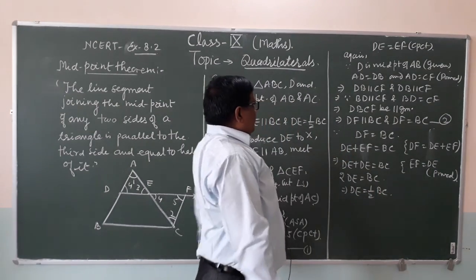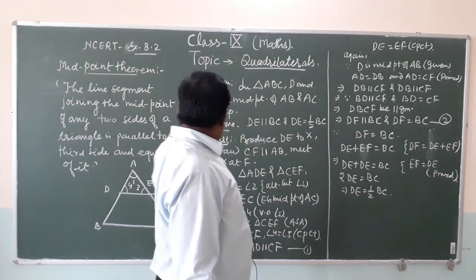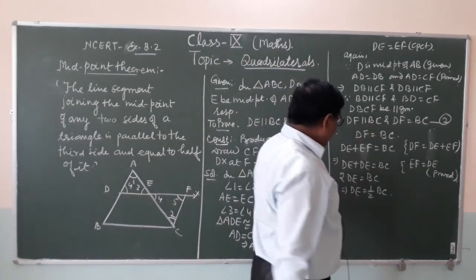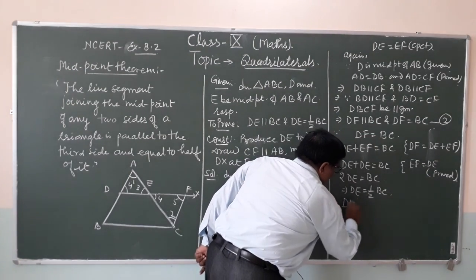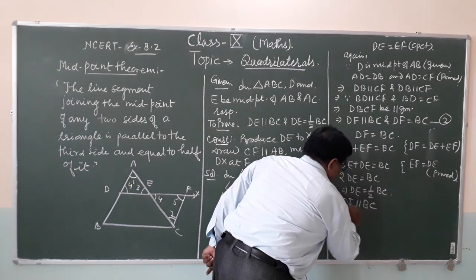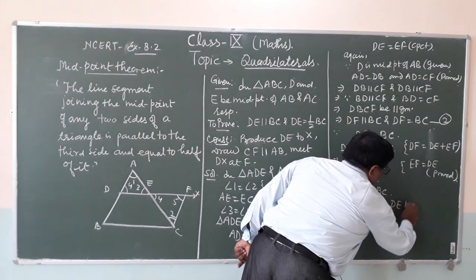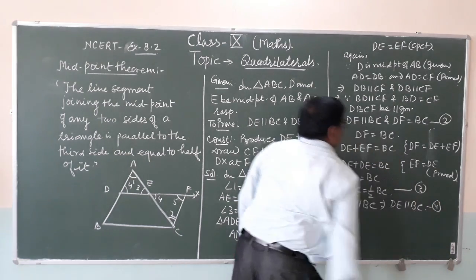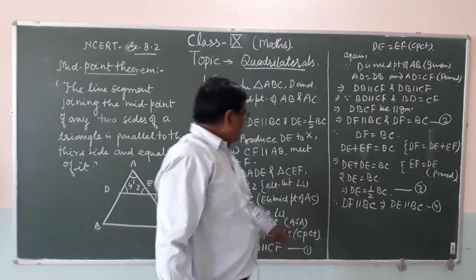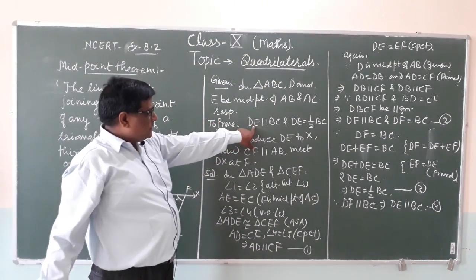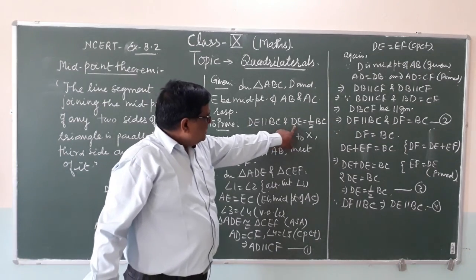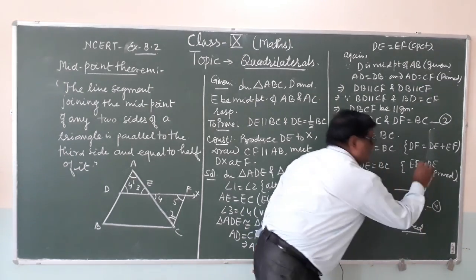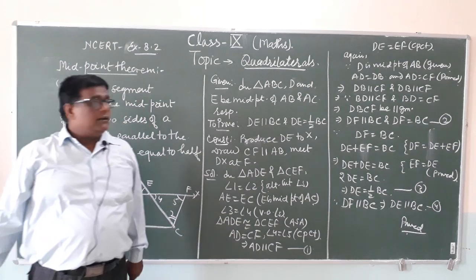Look here, DF is parallel to BC, and since DF is parallel to BC, this implies that DE is also parallel to BC. From these two, equations 3 and 4, this is the proof. What is our proof? DE is parallel to BC and DE is equal to 1 by 2 BC. Now this is our proof. Okay, this is the proof of the midpoint theorem. Thank you.